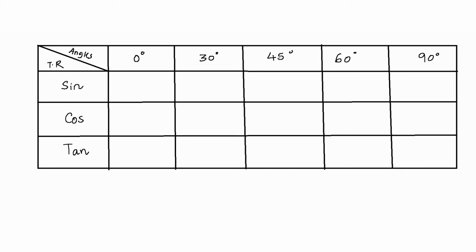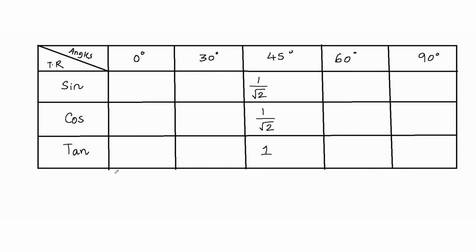We know that for 45 degrees, sine is 1 by root 2. Let's fill in the value. Cos 45 is also 1 by root 2, and tan 45 is equal to 1. You will notice that tan is also sine by cos. So 1 by root 2 divided by 1 by root 2 gives you 1. So that's another way of finding tan for any given angle.